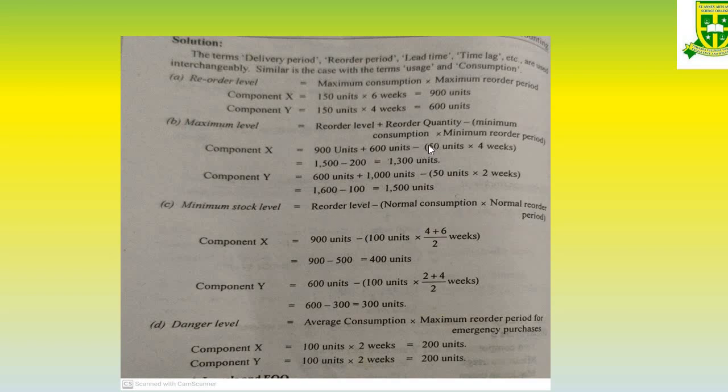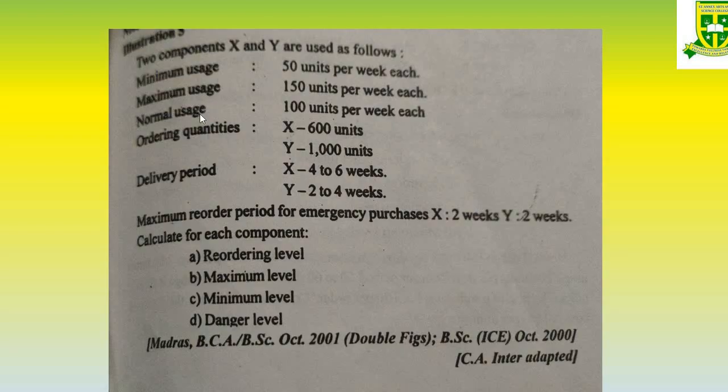The reorder level for X is 900, for Y it is 600. So for component X 900, for component Y 600, minus the normal consumption, which is nothing but the average consumption. If it is not given in the question, you can find it out from the usage: 50 plus 150 divided by 2, which gives the normal usage. The normal delivery period is not given. For minimum it is 4, for maximum 6. So the average you can find by 4 plus 6 divided by 2, which is 5.